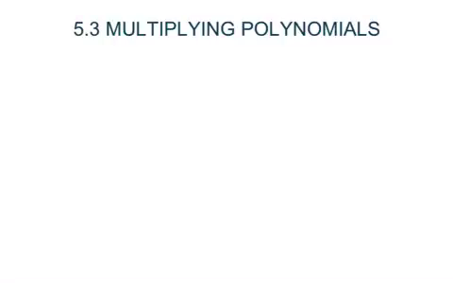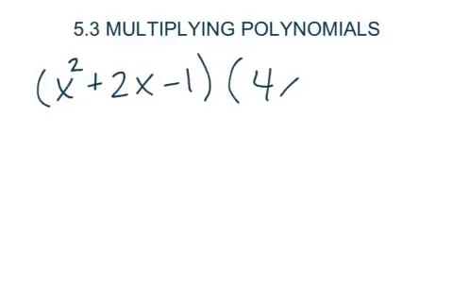All right, so now let's look at multiplying polynomials. Again, we have done this before already, so we're just going to do a quick recap, starting with example 3a, where it wants us to multiply x squared plus 2x minus 1 times 4x minus 3.